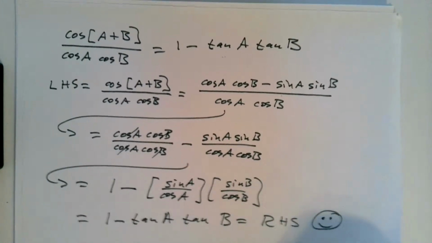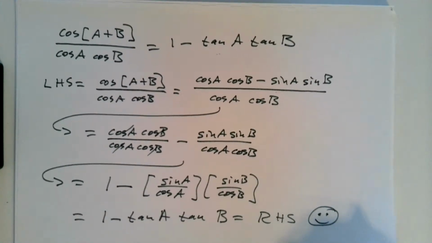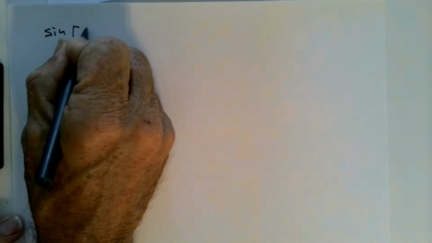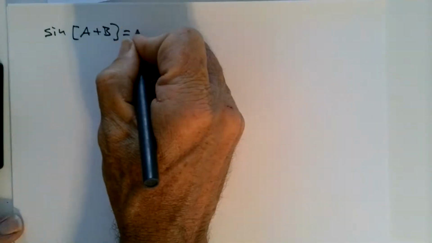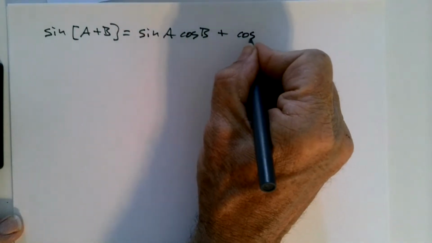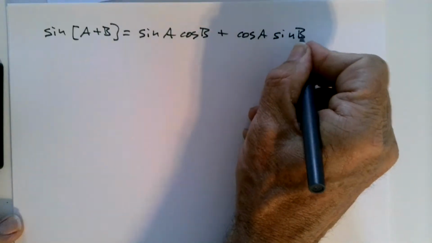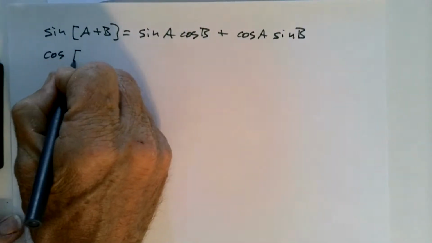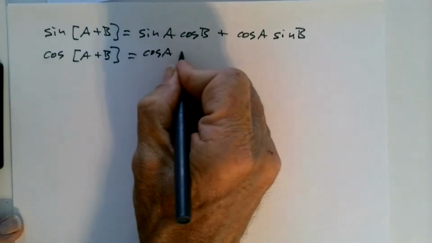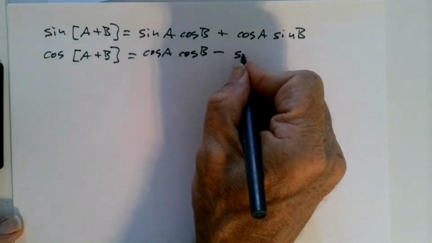Okay, what I want to do next is I want to go back and look at sine of A plus B and cos of A plus B so that you can generate two identities for me. Okay, so here we go. Here's the two that we're working on so far this afternoon. Sine of A plus B is sine A cos B plus cos A sine B. Cos of A plus B is cos A cos B minus sine A sine B.